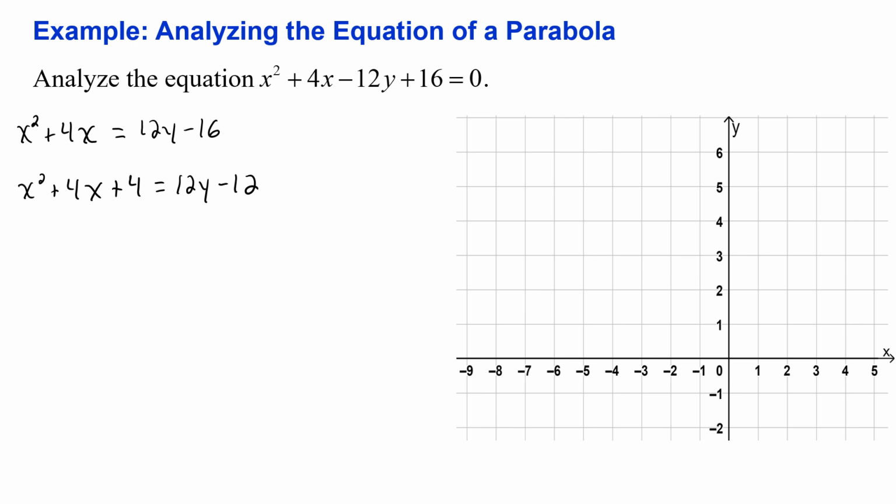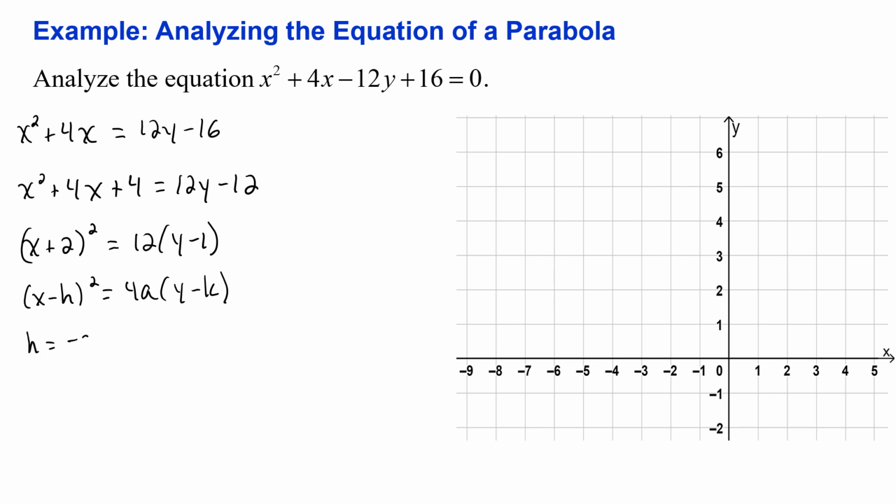Now the left-hand side of the equation is a perfect square trinomial, and we can factor it as the quantity x plus 2 squared. And on the right-hand side, we'll factor out the common 12 and write it as 12 times the quantity y minus 1. So we've transformed the equation into the general form that is the quantity x minus h squared equals 4a times the quantity y minus k. So for our equation in the proper form, we can identify that h equals negative 2, k is equal to 1, and a will equal 3.